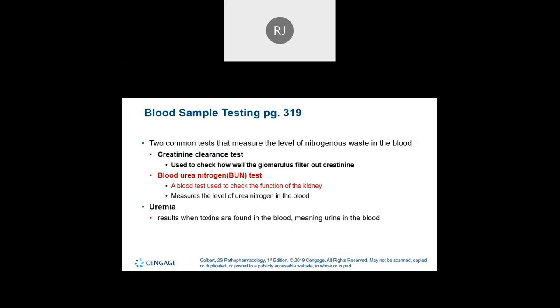Uremia occurs when the toxins are found in the blood. That term usually means that there's urine in the blood. It does mean that there's urine in the blood. I'm sorry, not usually.